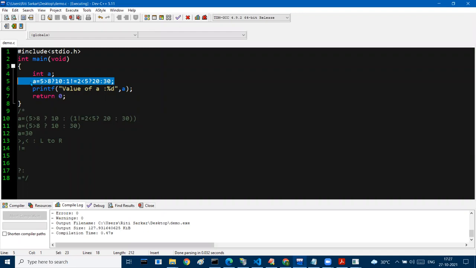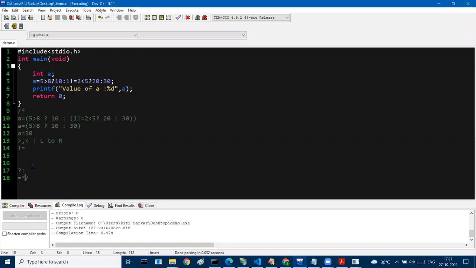Associativity is from right to left, sir. Then why do we start from 5 greater than 8? That is called evaluation. Associativity means in the absence of brackets, how you will set the brackets.